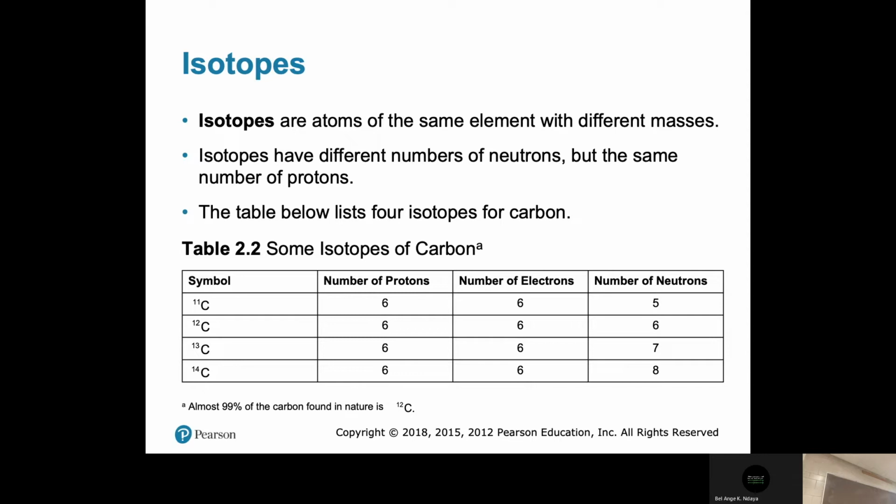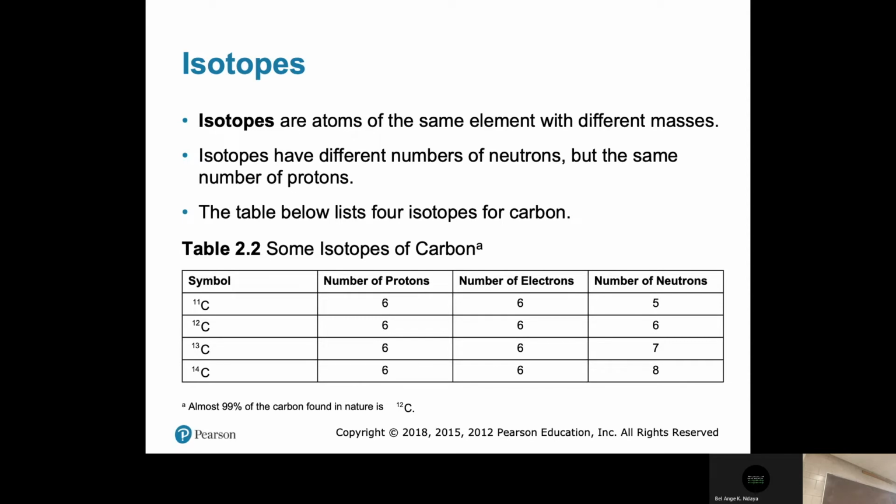Okay. So 12 means it has 6 protons, 6 electrons, and 6 neutrons. Most common. I think 90%, let me actually look at the weight here. Yeah, like 99% of all carbon atoms are carbon-12. That means 6 across the board, okay?